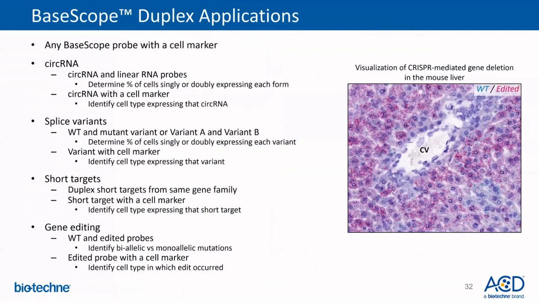Once again, these are some applications of the BaseScope Duplex Assay. You can combine this with any existing BaseScope probe that you have. You can also detect circular RNA versus linear RNA in your cells of interest. You can detect circular RNA with the cell marker of interest. The BaseScope Duplex assay can be used for detecting splice variant A and splice variant B in a specific cell. You can also detect short targets from the same gene family, and you can detect the edited and wild type gene as we've done in our CRISPR experiments.